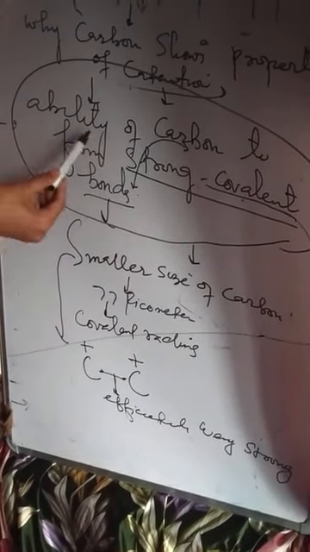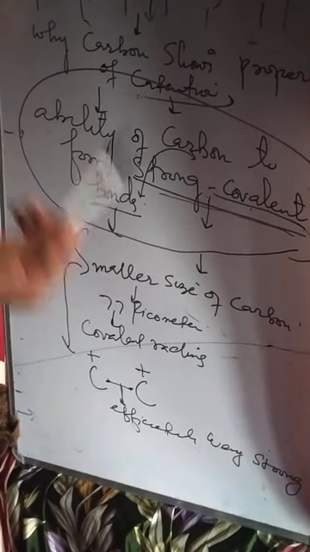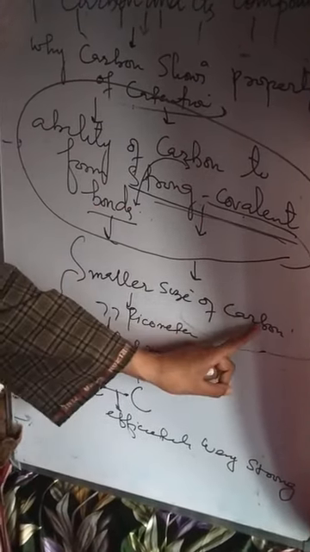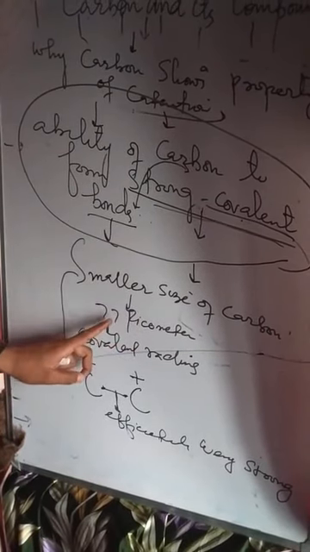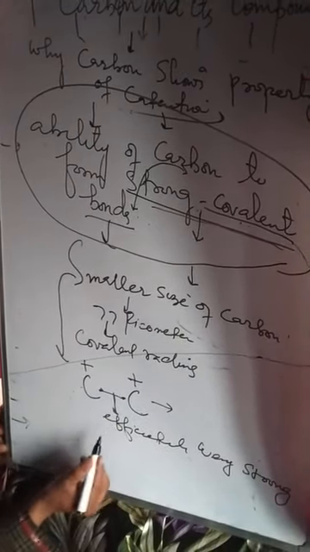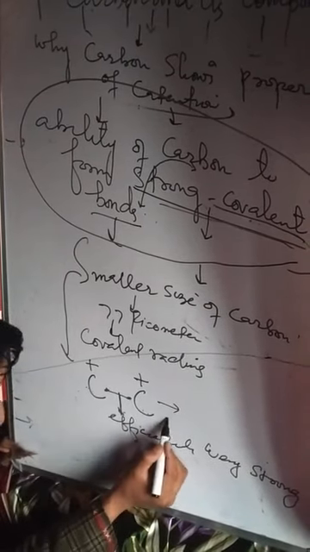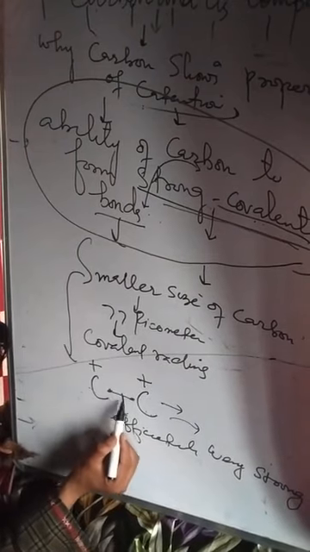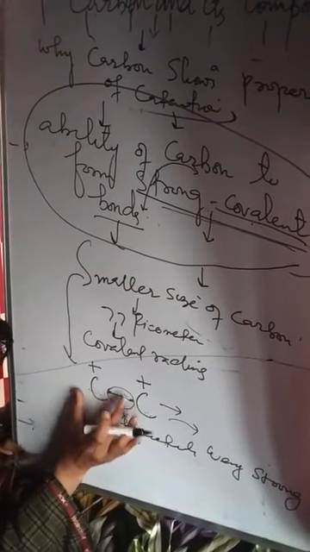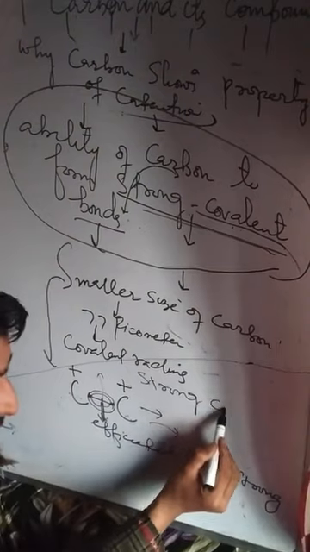The reason behind that is the ability of carbon to form strong covalent bonds, because carbon forms bonds by sharing of electrons, and those bonds are called covalent bonds. Now the question arises, why are carbon bonds strong in nature? It's because of the smaller size of carbon, having size of 77 picometer covalent radius. When carbon atoms form bonds with each other, they share one electron, and these bonds are covalent in nature. And they hold this shared pair of electrons very strongly between the two nuclei, resulting in the formation of strong covalent bonds.